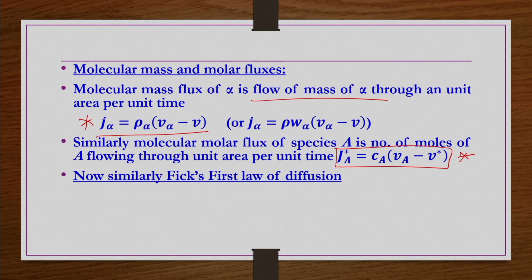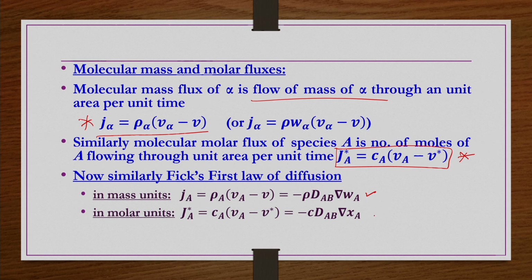Now, Fick's first law of diffusion, if you write. In terms of mass units we have this expression, in terms of molar units we have this expression. Here in the mass units we have del W A, in the molar units we have del X A. In mass units, diffusion velocity is with respect to V, the local mass average velocity. In molar units, diffusion velocity is with respect to V star, that is the local molar average velocity.